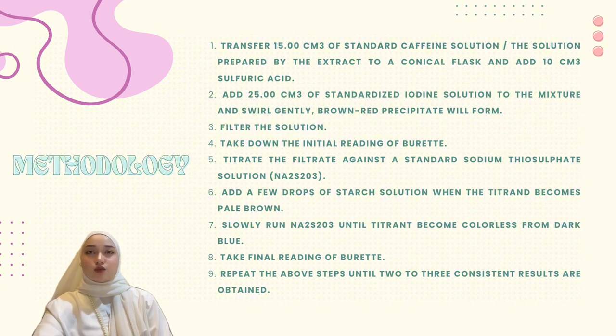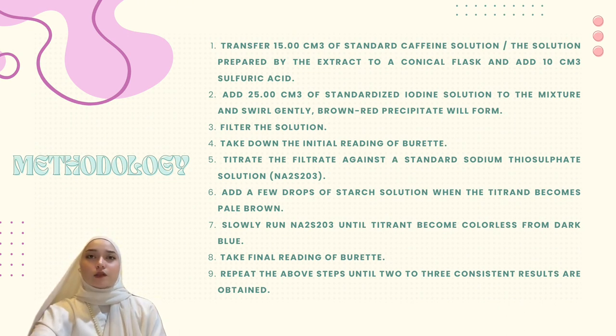The fourth one is to take down the initial reading of the burette. The fifth one is to titrate the filtrate against a standard sodium thiosulfate solution. Okay, so the next step is to add a few drops of starch solution when the titrant becomes pale brown. Next, slowly run Na2S2O3 until the titrant becomes colorless from dark blue. So the next step is to take the final reading of the burette, and the last one is to repeat the above steps until 2 or 3 consistent results are obtained.